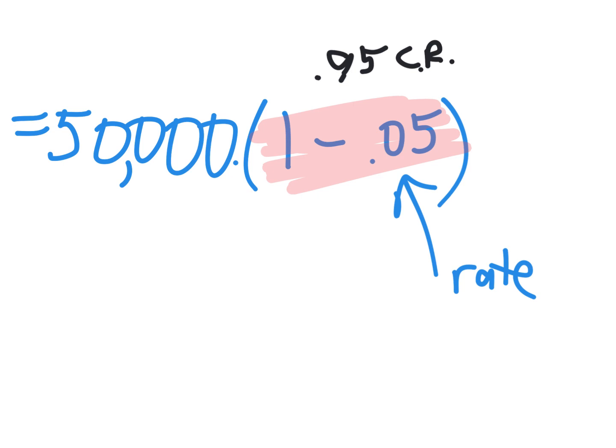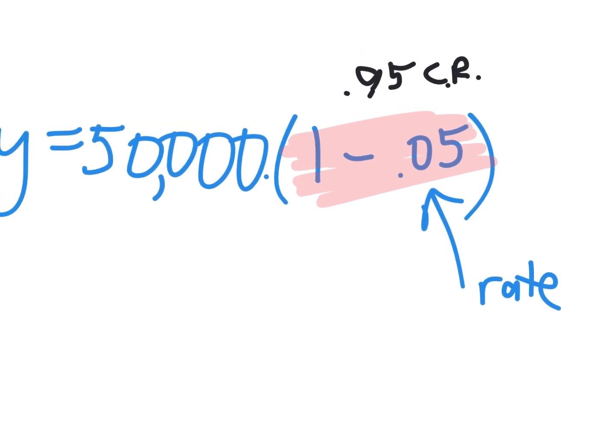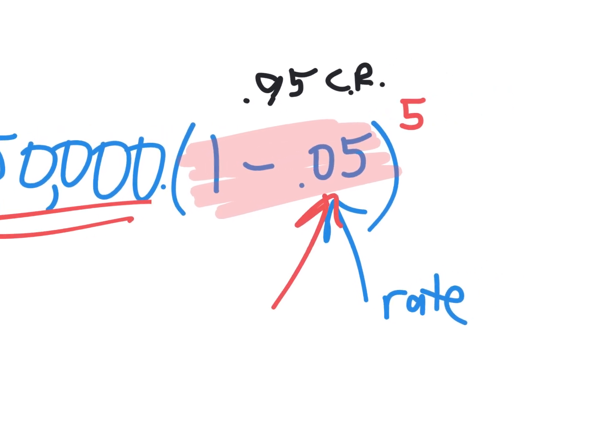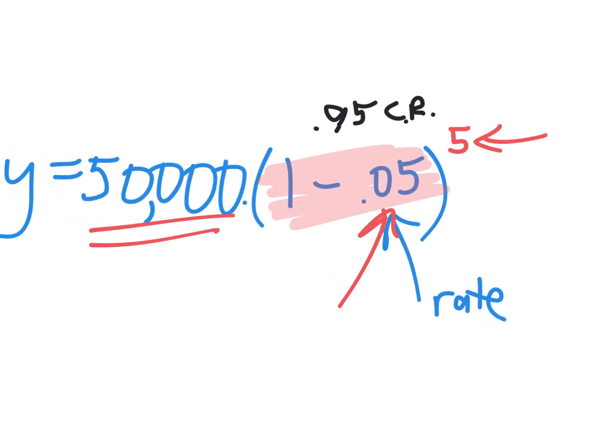All right, and then last but not least, I need the years up here. So if I put like 5 years, that means I have a $50,000 car. It's going to drop 5% each year for 5 years. And what'll it be worth then? I'd like you to actually do this. So grab your calculator, put this into the calculator, and see what the car is worth 5 years from now.